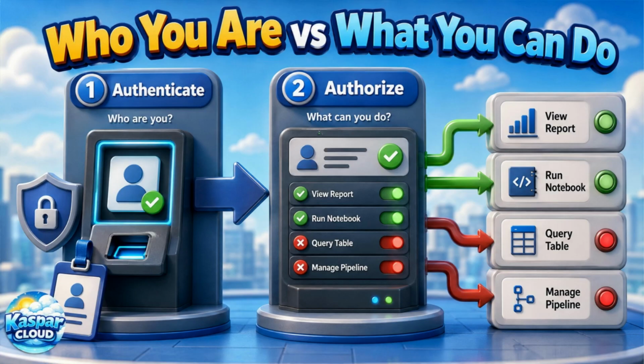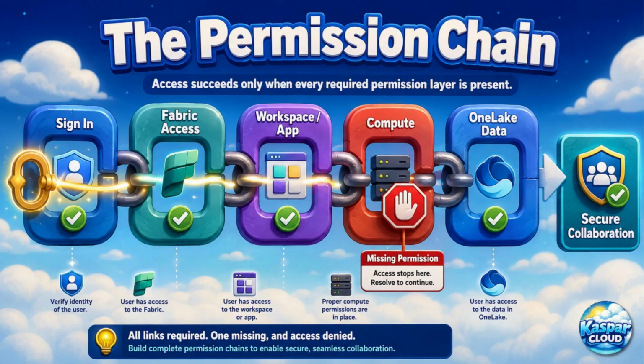A secure Fabric design always separates identity verification from actual permission enforcement. Fabric permissions should be understood as a chain. A user first needs to authenticate through Microsoft Entra ID. Then the user needs access to Fabric.